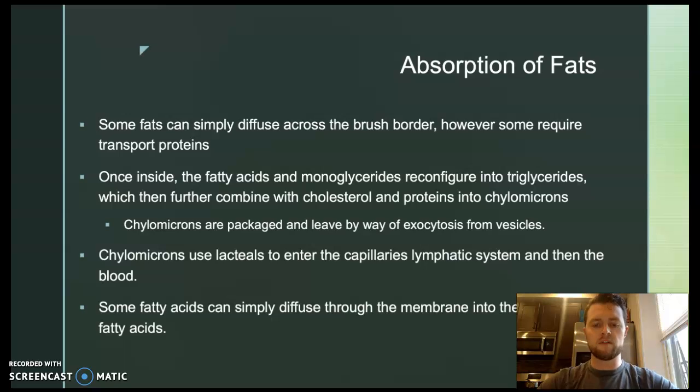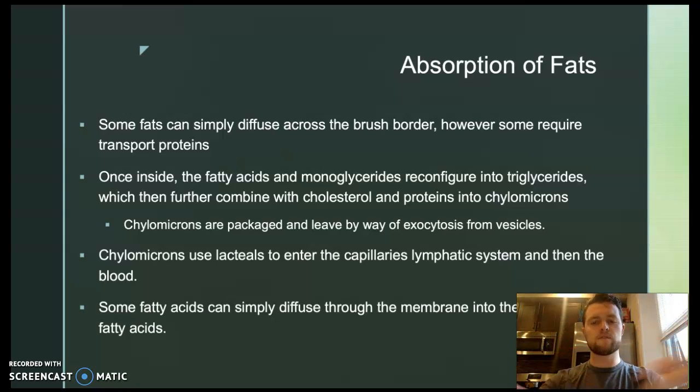Brings us to slide 7, where finally we will now talk about the absorption of fats. Some fats, such as fatty acids and monoglycerides, are able to simply diffuse across the brush border because they're small enough. However, larger molecules like cholesterol definitely require transport proteins. And once inside the enterocyte, the fatty acids and monoglycerides reconfigure back into triglycerides, which seems counterintuitive because we broke them apart and then we put them back together.